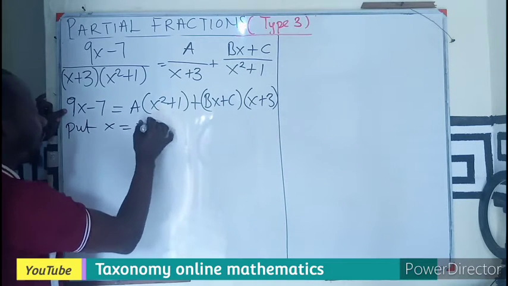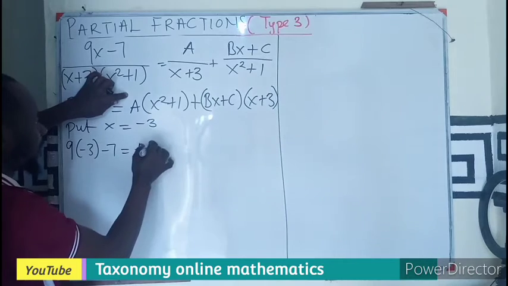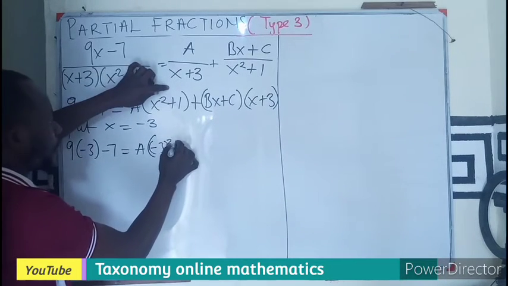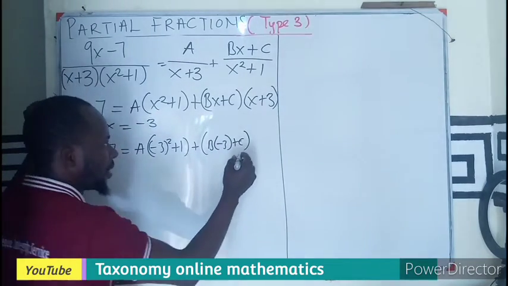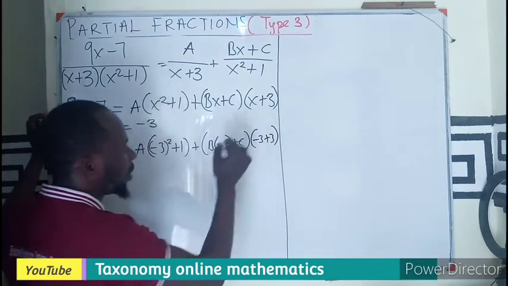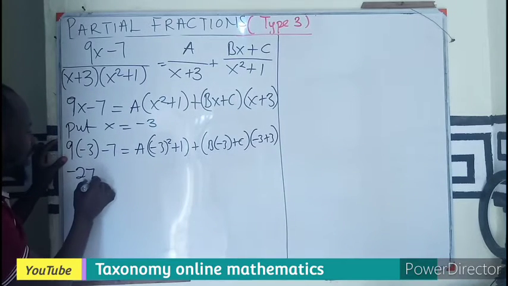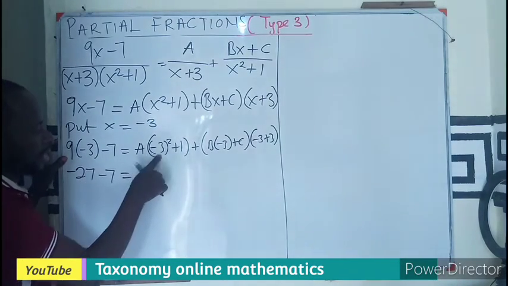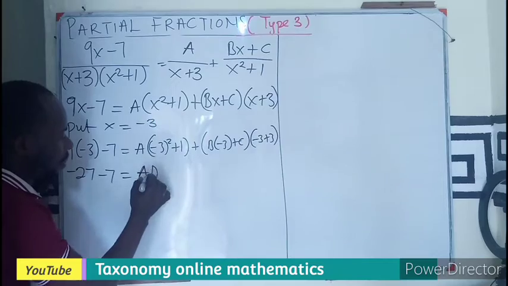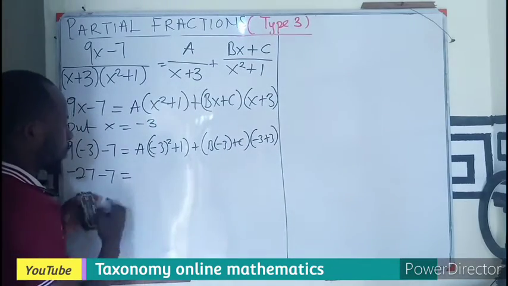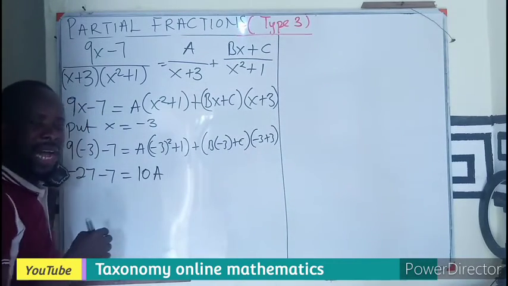So put x equals negative 3, meaning 9 times negative 3 minus 7 equals A times negative 3 all squared plus 1, plus B times negative 3 plus C, times negative 3 plus 3. I believe I'll get 27 here, but negative. So negative 27 minus 7. This is going to be 9 plus 1, which is 10, so we have 10A. Already we know the other part is 0, so it cancels everything in there.